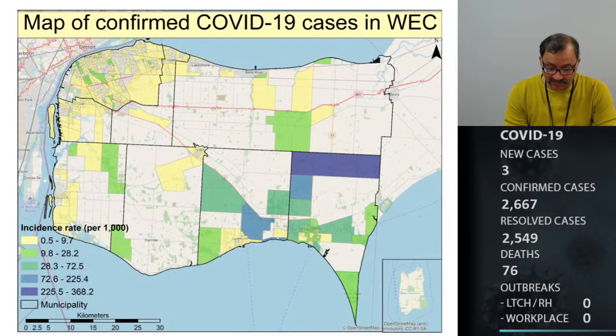This map displays the rate per 1,000 residents by dissemination area, and the areas with no colors are places where there haven't been any lab confirmed cases. Please note that the scale that we are using is 0.5 cases per 1,000 to 368.2 cases per 1,000.